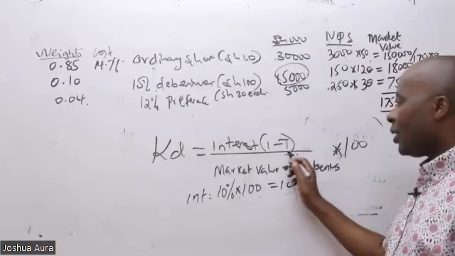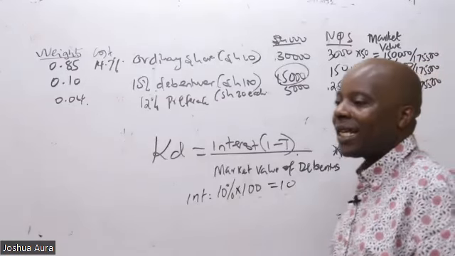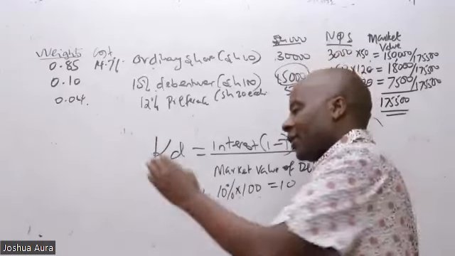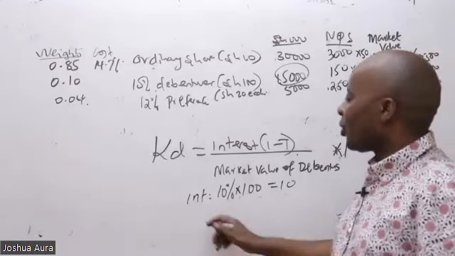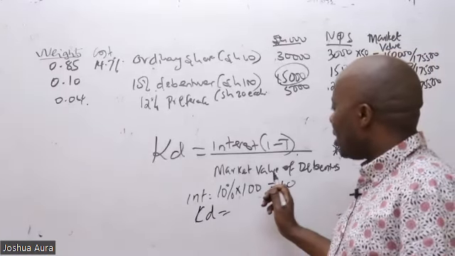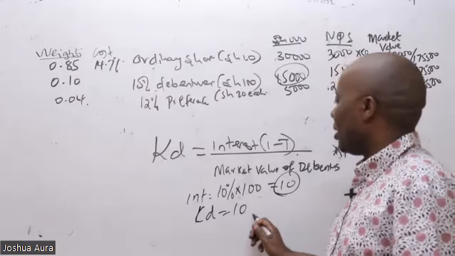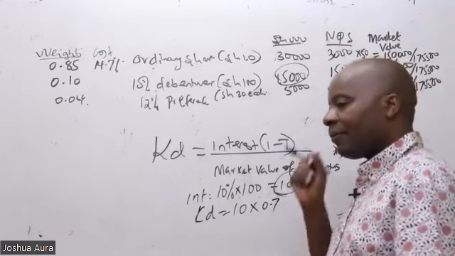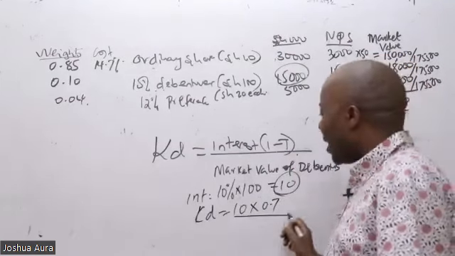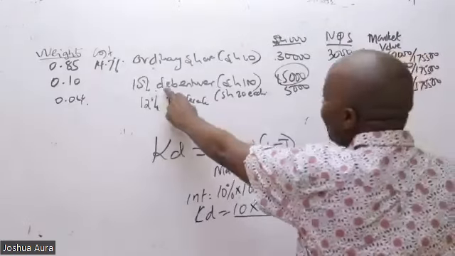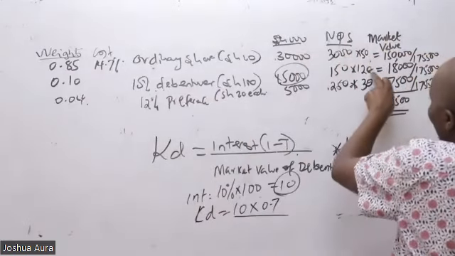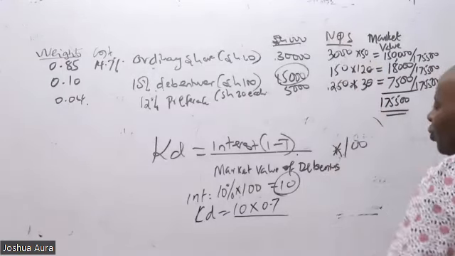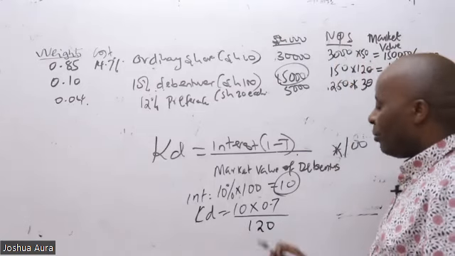The tax rate has been given as 30%, so 1 minus 30% is 0.7. So the KD here will be the interest, which is 10, times 1 minus tax, which is 0.7, all over the market value of the bond. The market value of the bond you told me was 120.